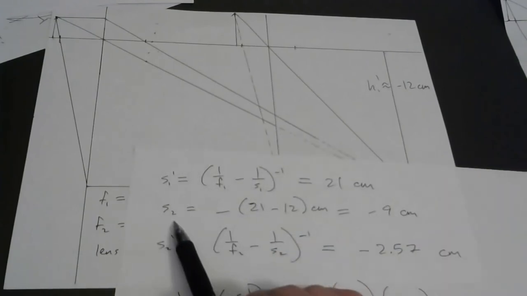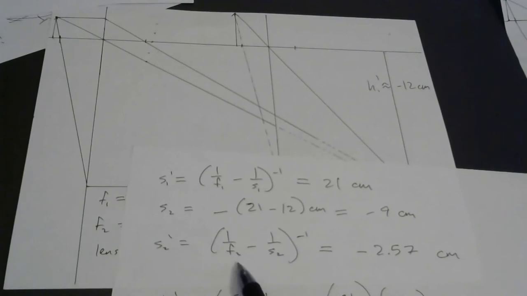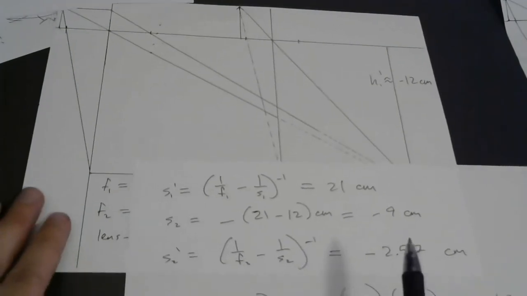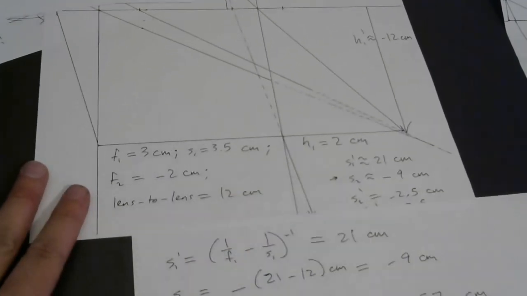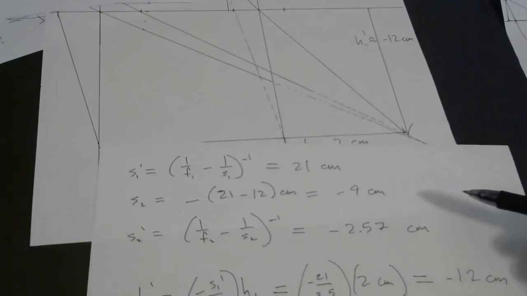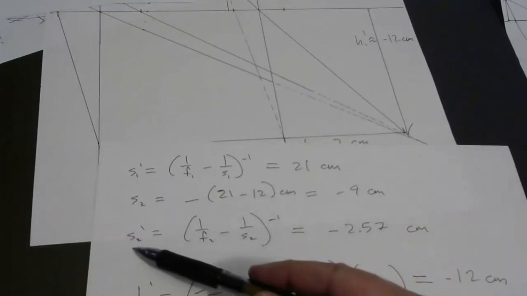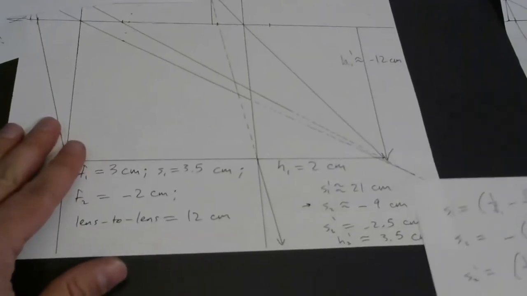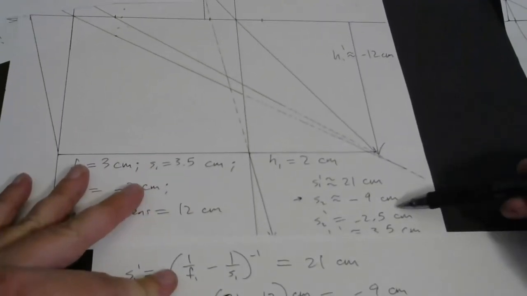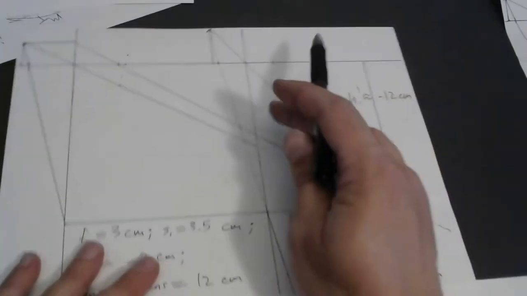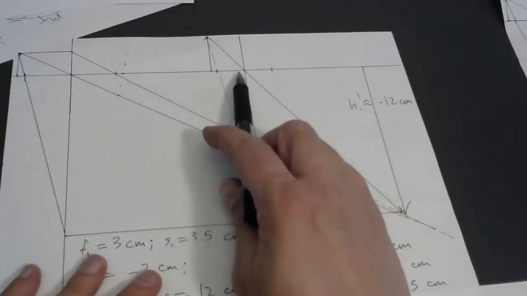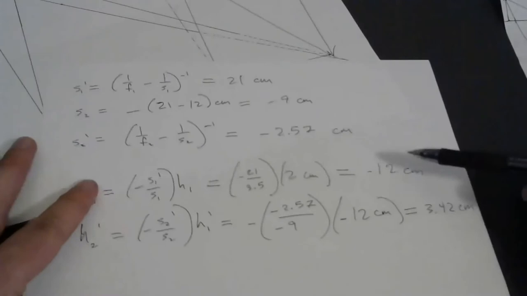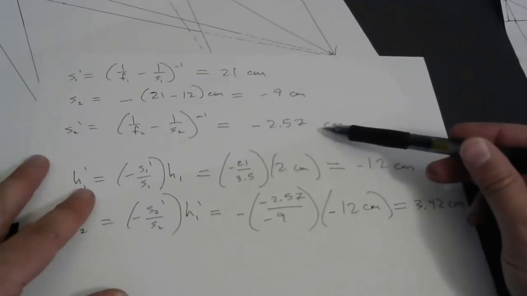Plug that value for the object distance into the thin lens equation using the new focal length. And remember, my focal length is negative 2 for the diverging lens. And I find that the image that comes out of the diverging lens should be 2.57 centimeters from the lens, and it's on the left side. It's a virtual image. Look how close that agrees with my measured image distance. I found that this image comes out 2.5 centimeters from the diverging lens. According to the thin lens equation, it should be 2.57 centimeters.